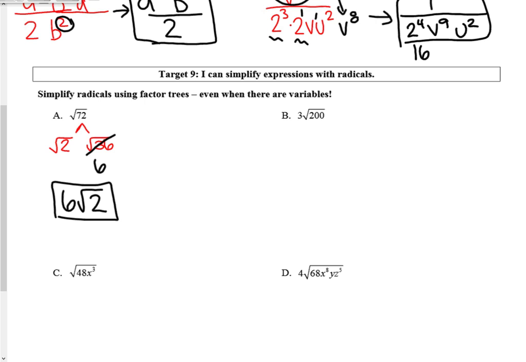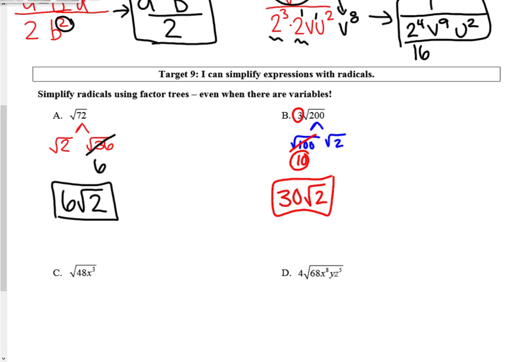Okay, so 200. Well, I'm going to break down 200 so that I can get a perfect square. I know 100 is a perfect square, so I'm going to split this into 100 and 2. I know the square root of 100 is 10, so I can pull that out. We have to be careful on this one because we have a 3 on the outside. Whatever you pull out, you're always going to multiply it by the number on the outside. So that leaves me with 30. 2 I can't split up, and it's not a perfect square, so I end with 30 root 2.